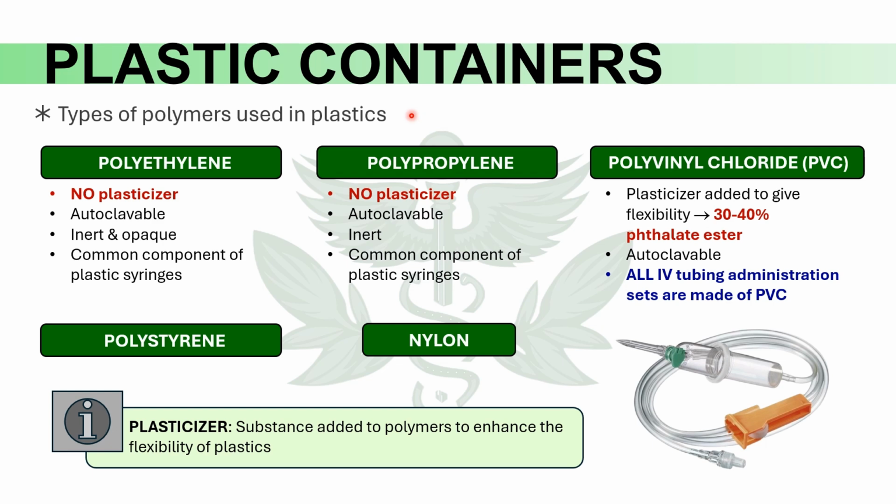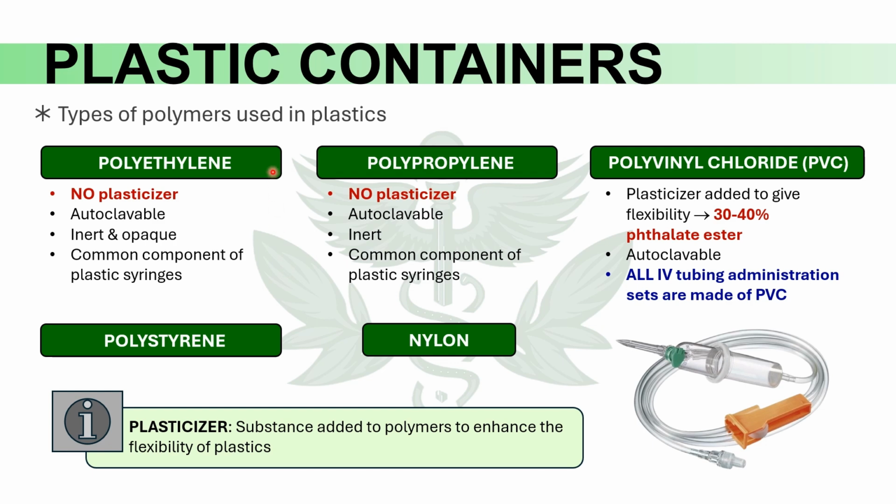Plastics are essentially made of polymers. There are several polymers that can be used in the manufacture of plastics, some being polyethylene, polypropylene, polyvinyl chloride, polystyrene, and nylon. But we're going to talk about these three types of polymers in more detail. I want you to notice a couple of things here.